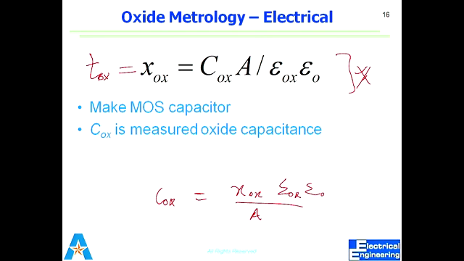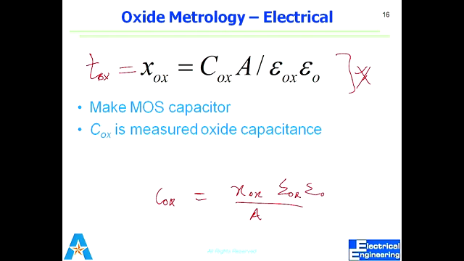So T oxide is always equal to epsilon oxide times A divided by C oxide. This A is actually the area of your capacitor. Epsilon naught is the permittivity of air, and epsilon oxide is the permittivity of your oxide layer. The area is always fixed if you know the area of your capacitor. So keep in mind that we will be using this equation.